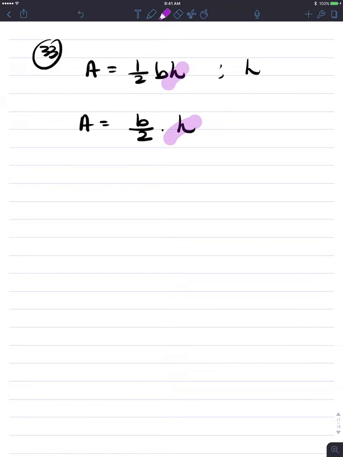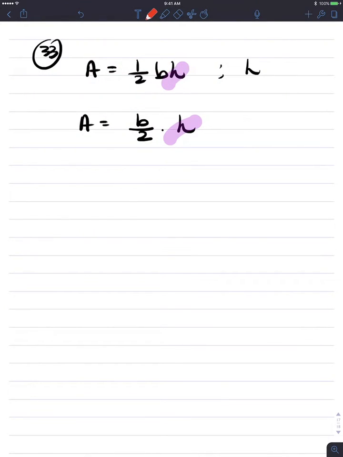33. Area is 1/2 base times height for number 33. They want you to solve for H. If we look at what's happening to H, we see that it's being multiplied by B and 1/2. What this means is that I have B over 2 being multiplied to this H that we have to get by itself.